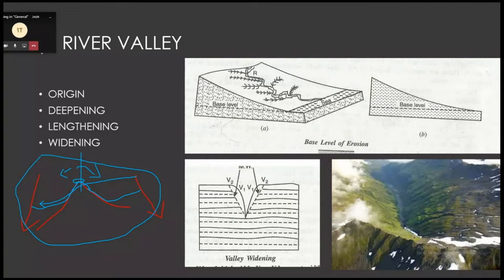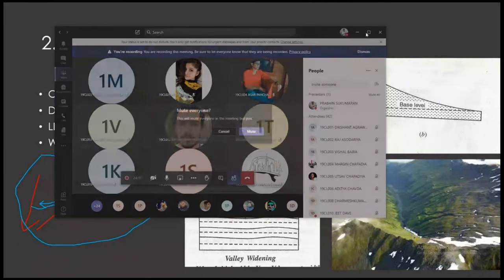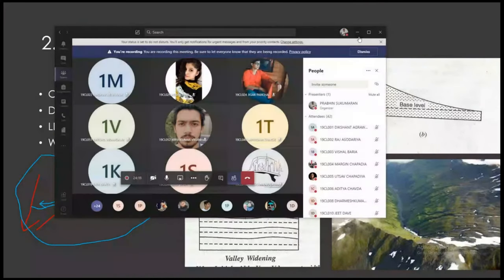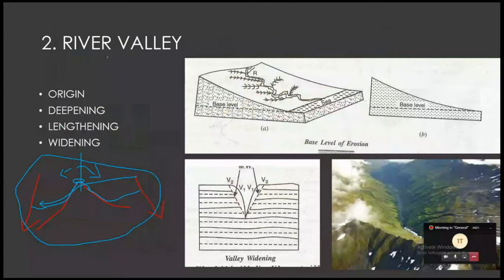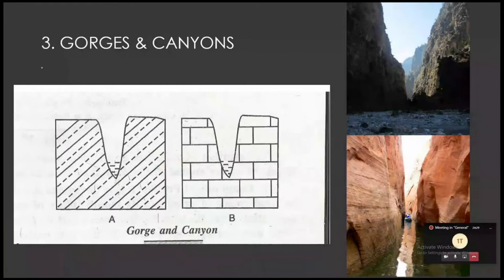Okay. Activities, there are so many things associated with this. But this kind of things are happening in the river system. So that is the process of river valley. Now the next is the river valleys.